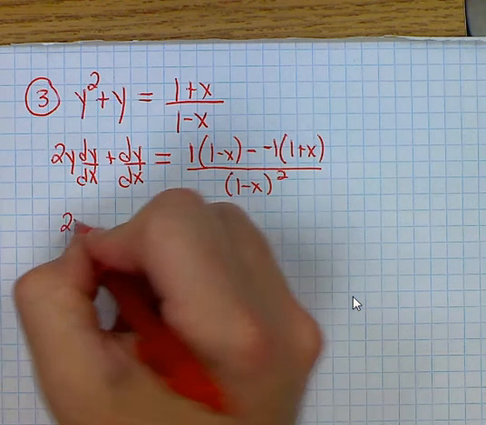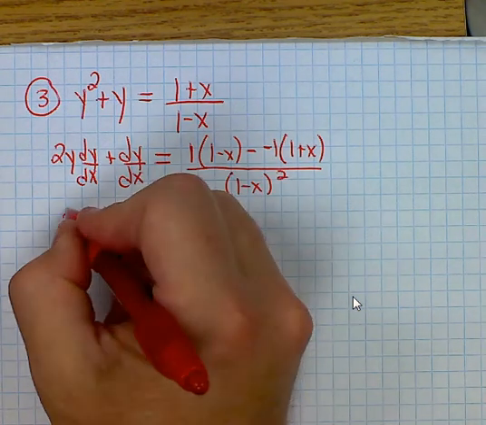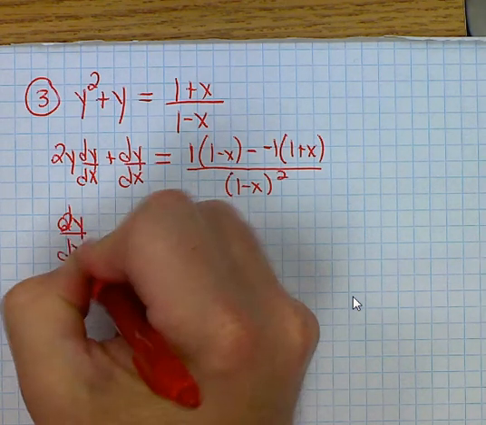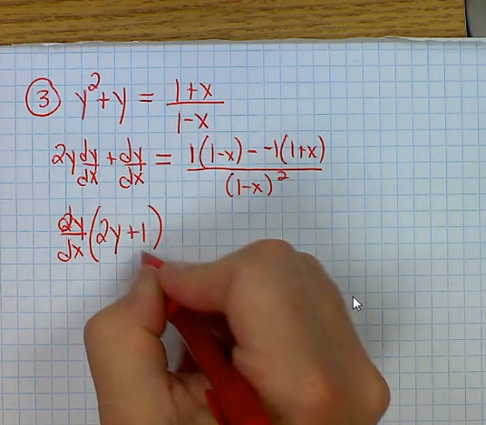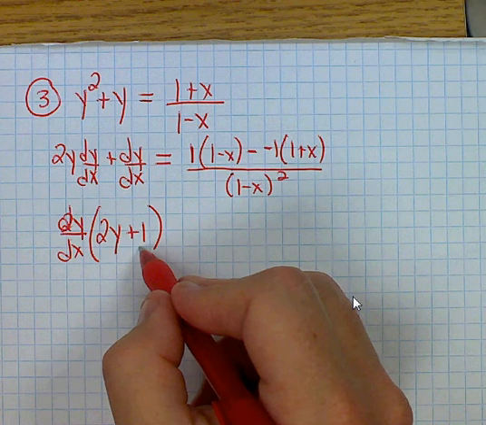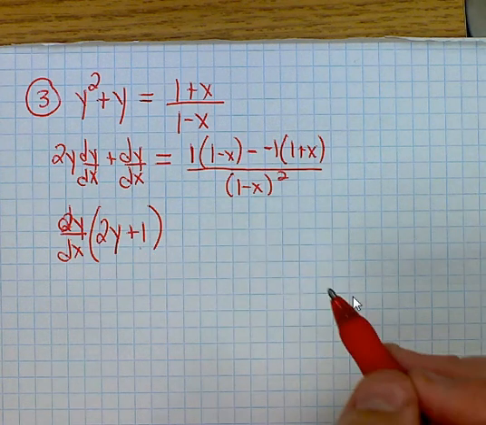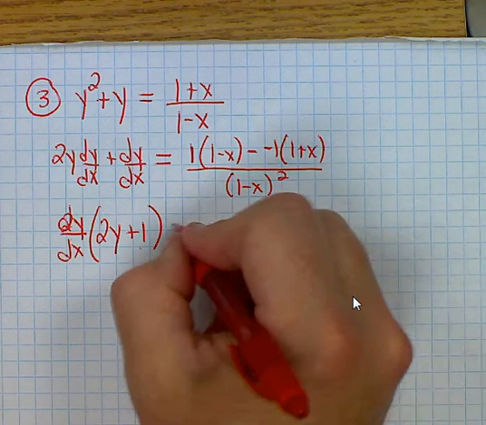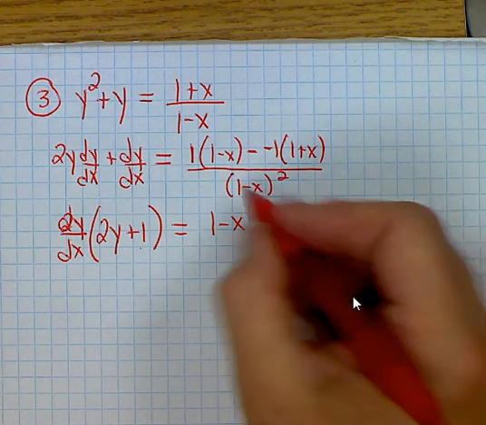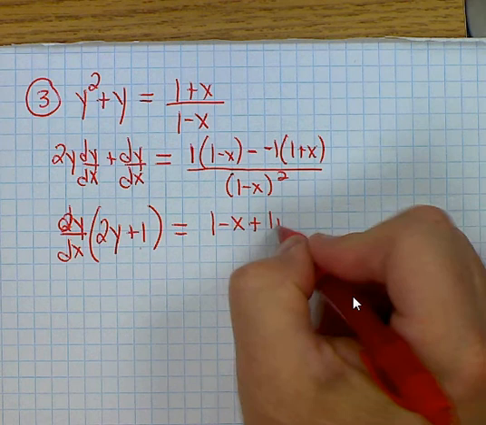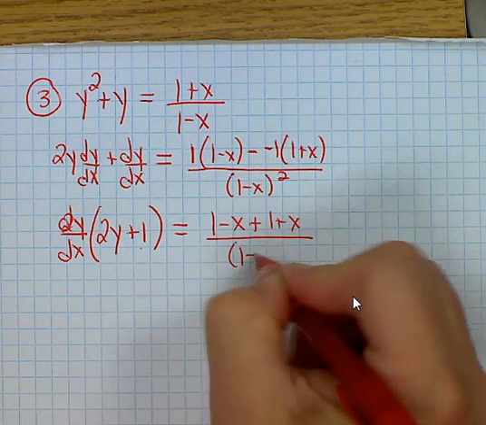So rewriting, I'm going to rewrite the left-hand side by factoring a dy dx out. That's going to multiply 2y plus 1. We have to remember to put the 1 in the spot if you're going to take the dy dx out, and it's the only thing in its spot. Equals, distributing the 1 through, you get 1 minus x, that's a plus 1. Distributing that through, you get plus 1 plus x over 1 minus x squared.